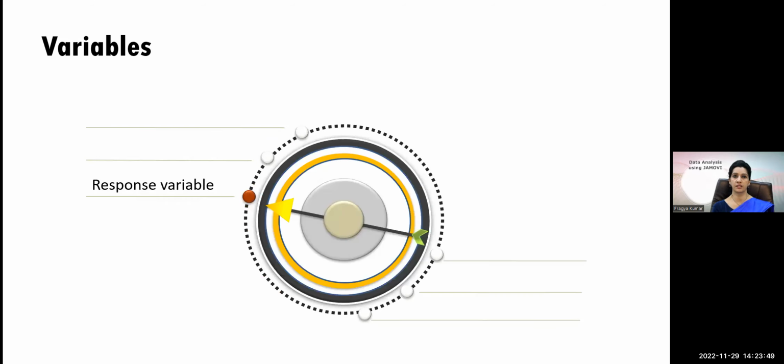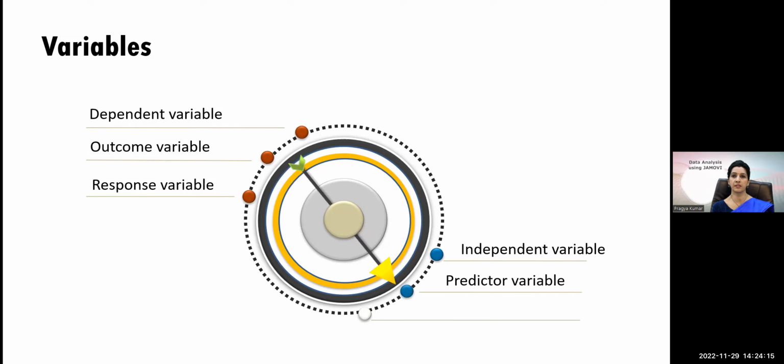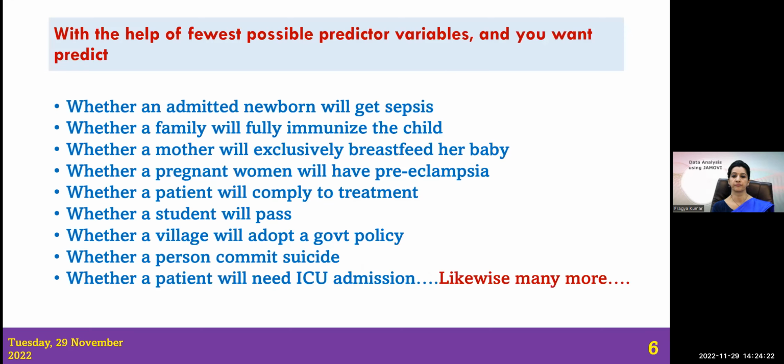So in binomial logistic, there is something known as the response variable, which is also known as the outcome variable, or the dependent variable. These three are synonyms: dependent variable, outcome variable, response variable. Then there's something known as the independent variable. Another name for the independent variable is predictor variable, and another name for the predictor variable is explanatory variable.